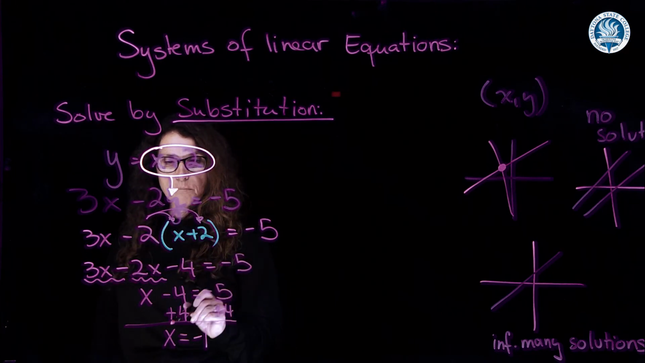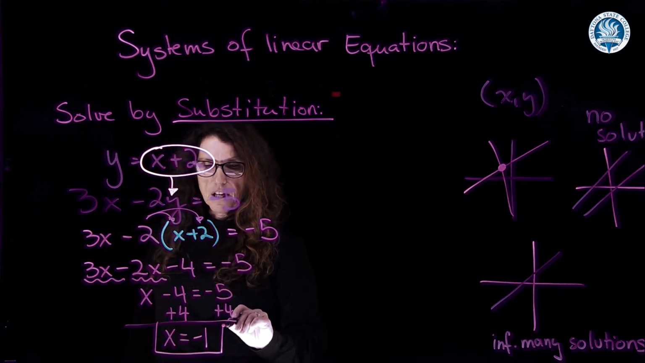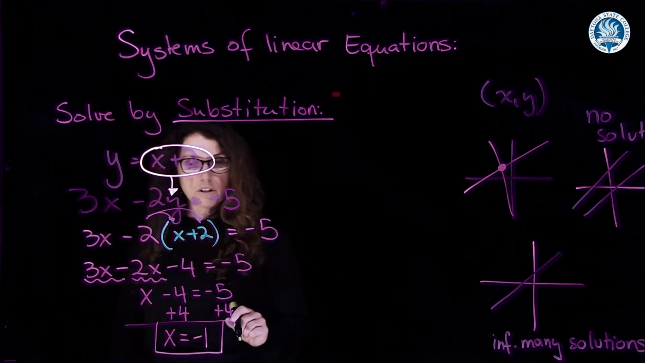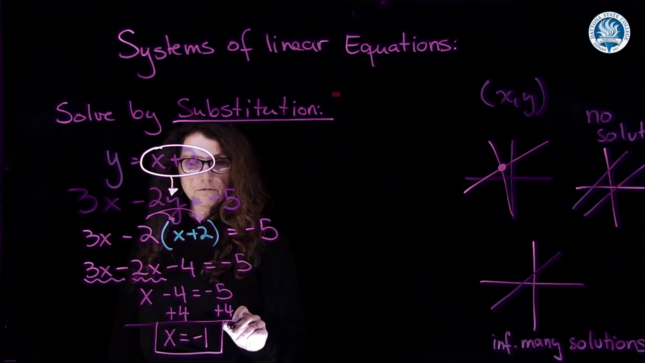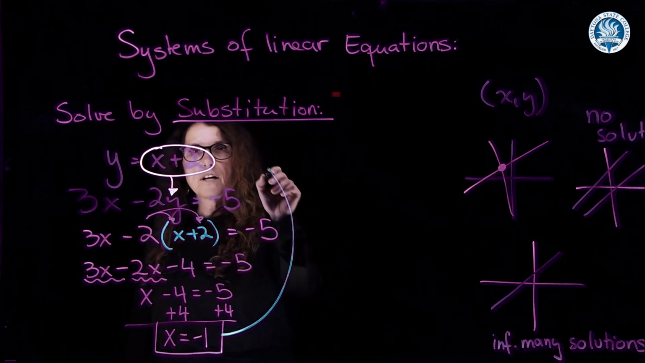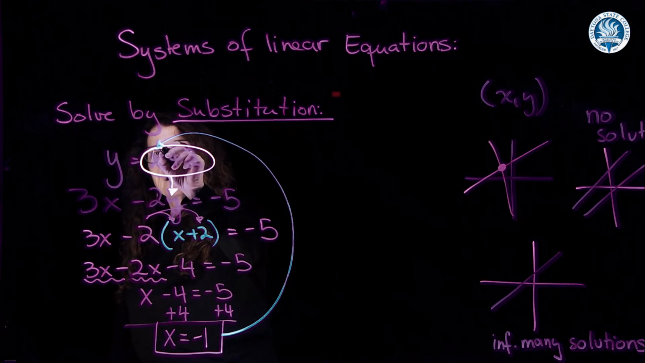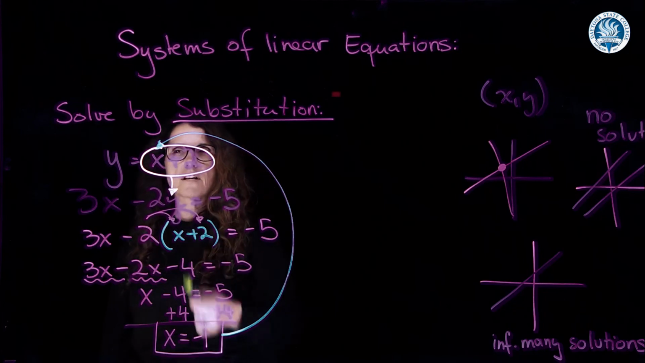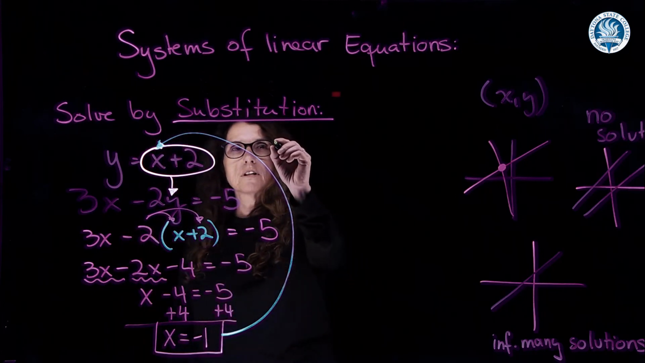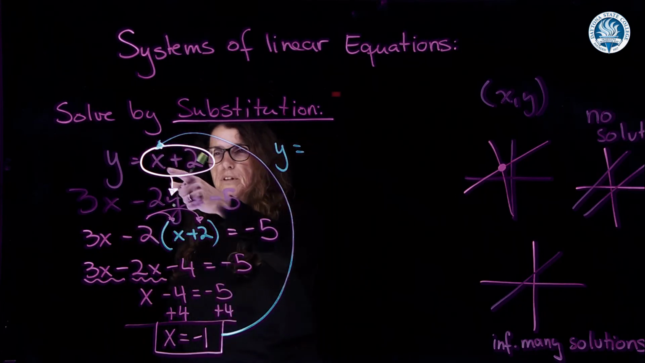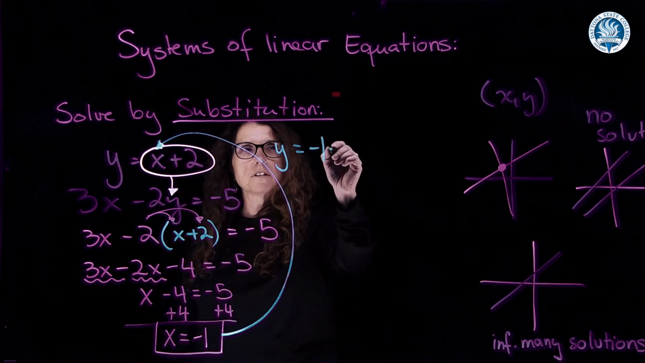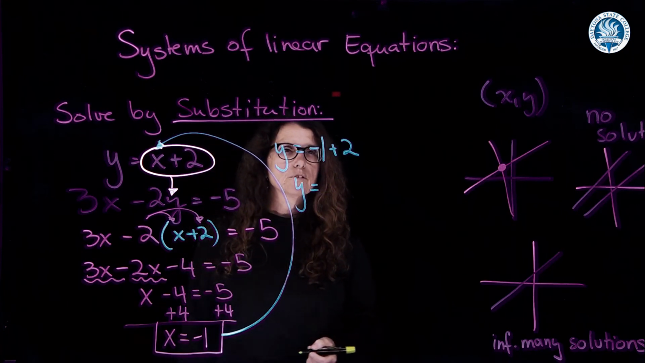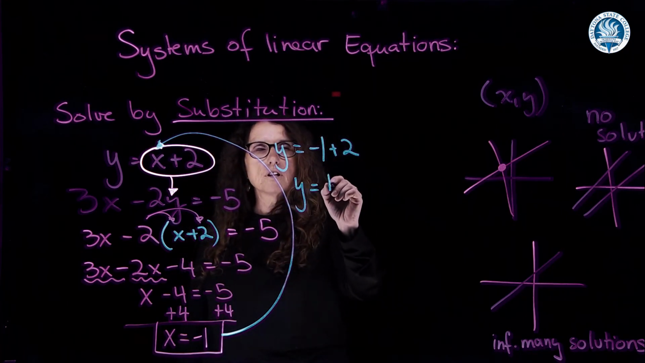Now do not stop here. Since we have a value for x, we also now need to find the corresponding value for y. And how do we do this? We go ahead and substitute into the equation that says y equals. We're replacing the x with negative 1, plus 2. Beautiful. Negative 1 plus 2 is indeed 1.